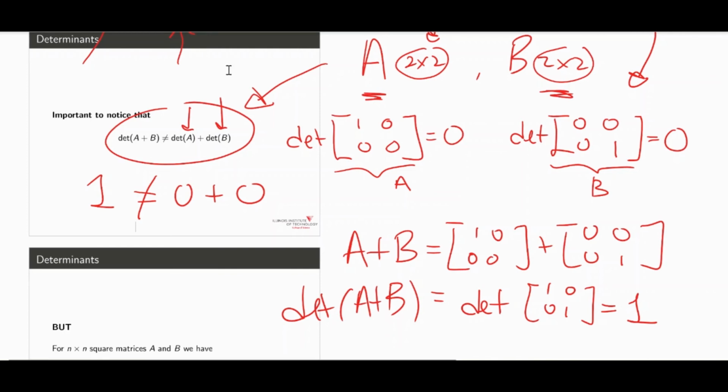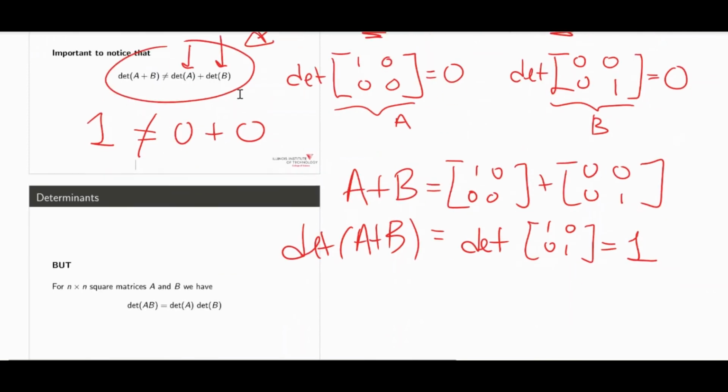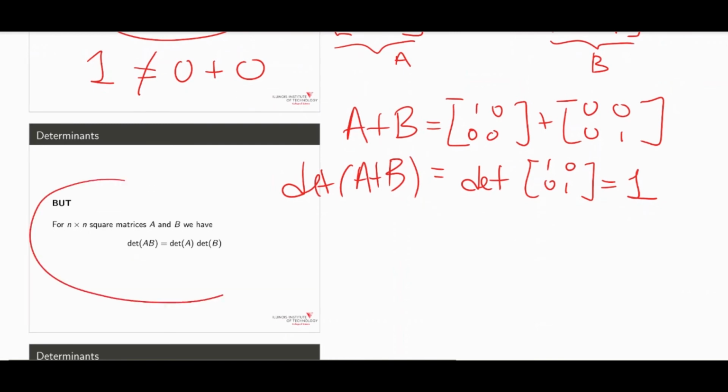So even though we don't have this kind of property for addition, we do have this property for products. This is very surprising because usually addition is the easier one and multiplication is slightly more complicated. So if a property does not hold for addition, you would think that this kind of property will be too good to be true. But the answer is no, actually this is true.